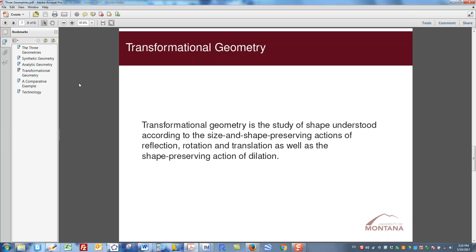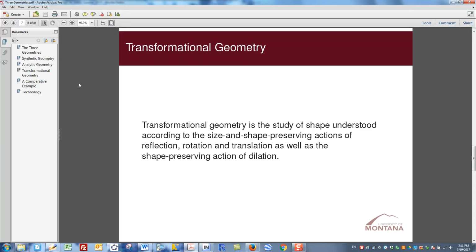Lastly, one important aspect, especially in the middle school, which also comes up in high school and becomes an important tool there, is the idea of transformational geometry, and that's the study of shapes understood according to the size and shape preserving actions of reflection, rotation, and translation, as well as the shape preserving action of dilation. So these transformations are ways that we take a shape and move it somehow, using what are known as isometric transformations, the ones that preserve shape and size, which are reflection, rotation, and translation, as well as the non-isometric one, the one that doesn't preserve size but does preserve shape, that's dilation.